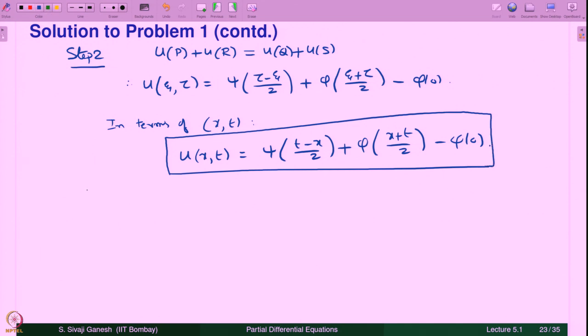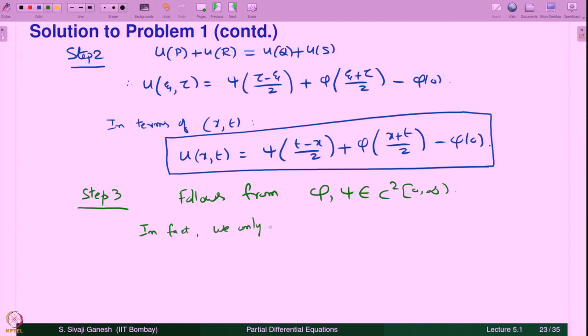Now, what remains is step 3. I have to check that the u given by this boxed formula is actually a classical solution to the given problem. And that follows from our assumptions on phi and psi. We assumed this. In fact, we only need the following. Phi and psi should be C2 functions because I should be able to differentiate the expression for u 2 times. And I need continuity only up to 0. Of course, one can check this problem is also well posed.